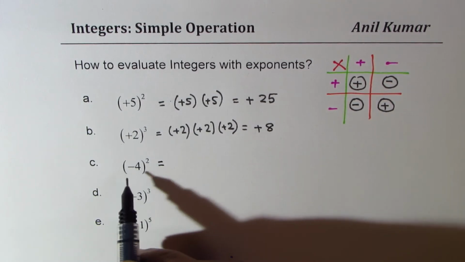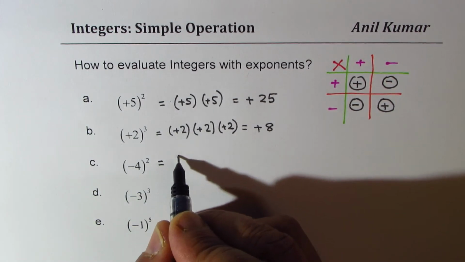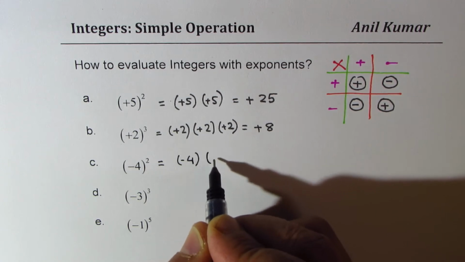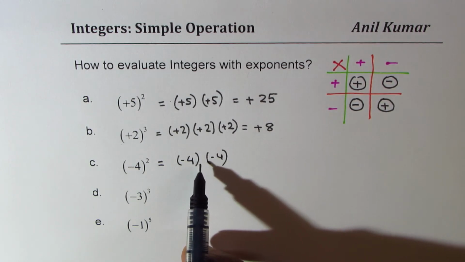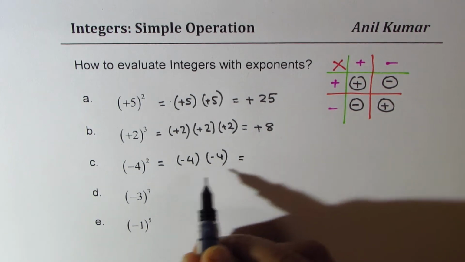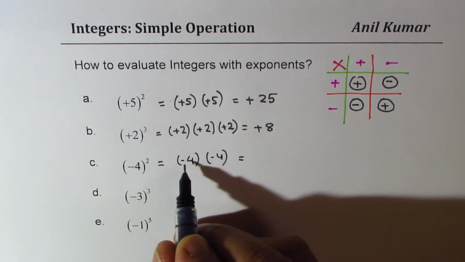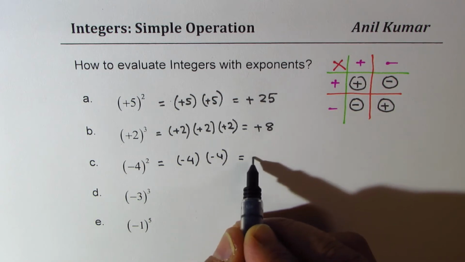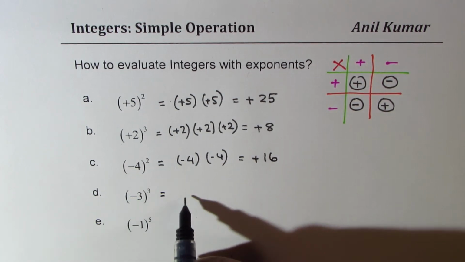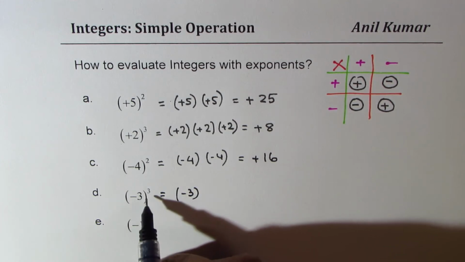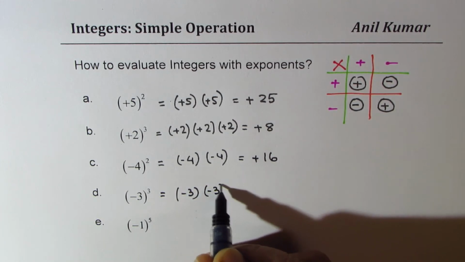Now in this case, minus 4 whole square means minus 4 times minus 4. Now if I don't write anything in between, it means multiplication. Now here we have same sign, right? Same sign means positive. 4 times 4 is 16. The next one here is minus 3 cube. So we have 3 of these.